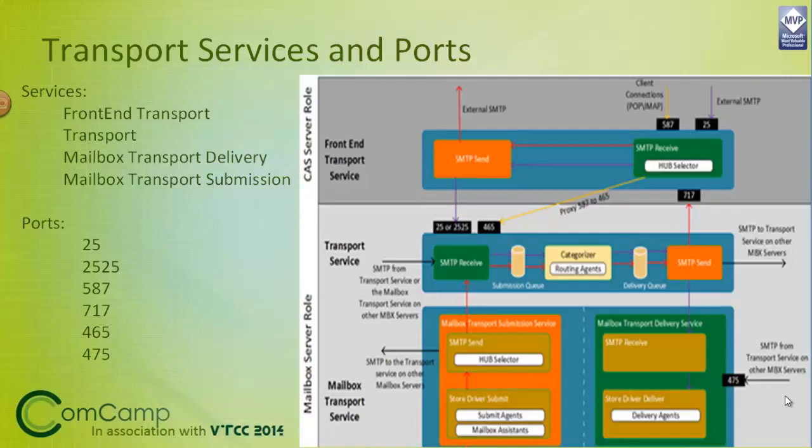Front-end transport service runs on all client access servers and acts as a stateless proxy for all inbound and outbound SMTP mail flow. The front-end transport service doesn't inspect message content, only communicates with the transport service on a mailbox server, and doesn't queue any messages locally. You can see there's no queue, nothing. It's just bypassing, just proxying to the next level. It's just transferring the messages to the transport service.